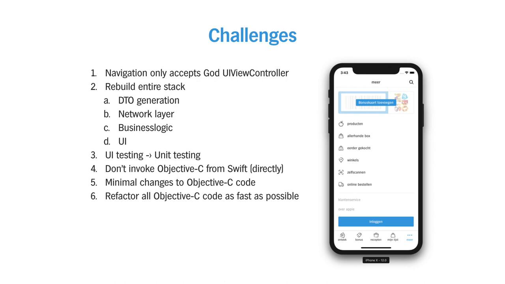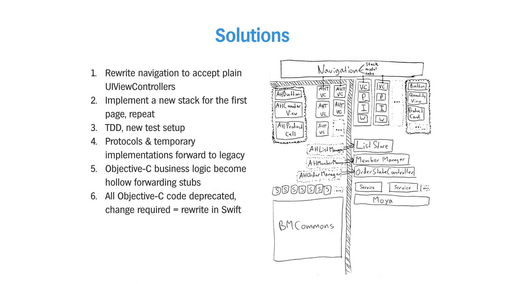And we wanted to be rid of the Objective-C code as fast as possible. So how do we do that? We created our new custom navigation, which accepts both the old view controllers and the new view controllers. Pretty much it just accepts UIViewControllers, which is both the old one and the new one.